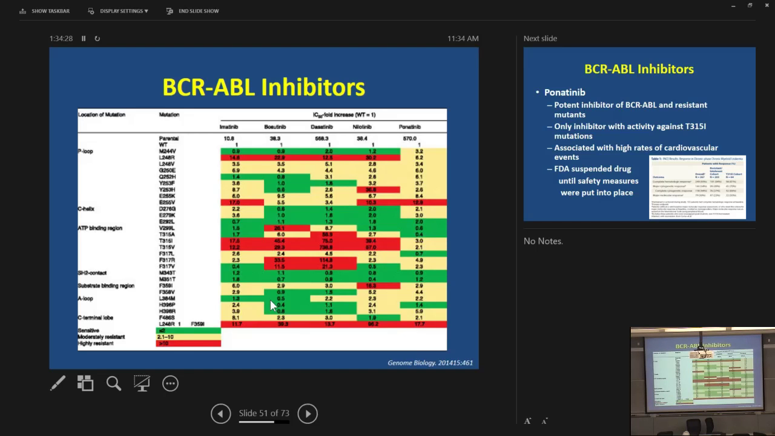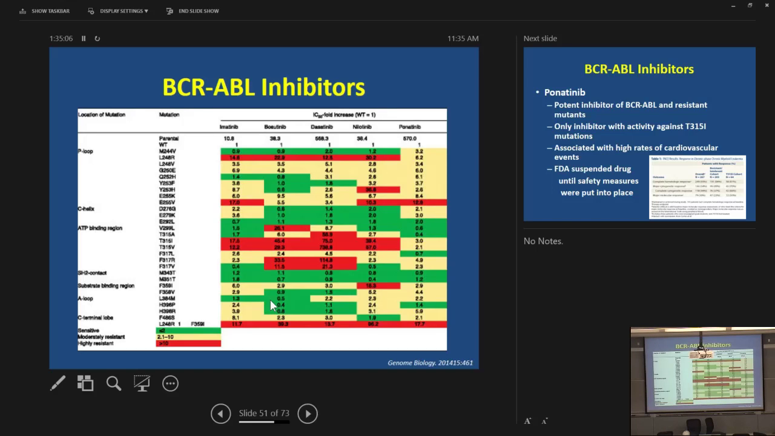What drug has the best activity? Is there any one drug that has better activity than the others? Right, so maybe bosutinib has the best activity. Are there any mutations that nothing really responds to? What's this one right here? It goes all the way across. Can you guys read that with your tiny print?